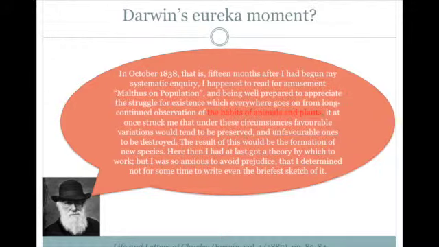This is Darwin describing his eureka moment towards the end of his life in his memoir. He said that in October 1838, I happened to read for amusement, it's not one of the most amusing works, it has to be said, Malthus on Population, and being well prepared to appreciate the struggle for existence which everywhere goes on from long continued observation of the habits of animals and plants, it at once struck me that under these circumstances, favourable variations would tend to be preserved and unfavourable ones to be destroyed. The result of this would be the formation of new species. Here, at last, I got a theory by which to work.